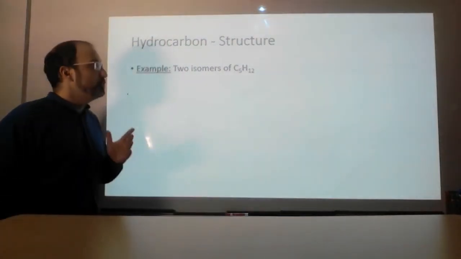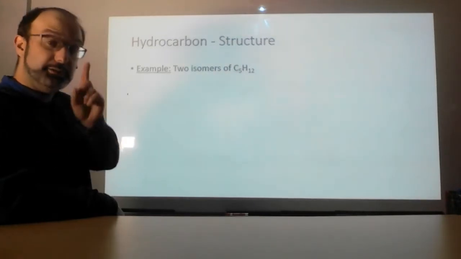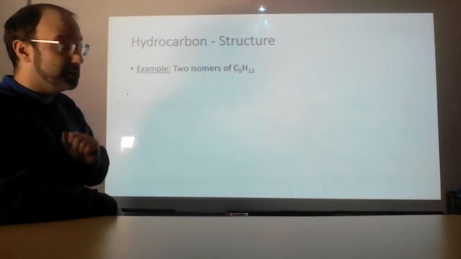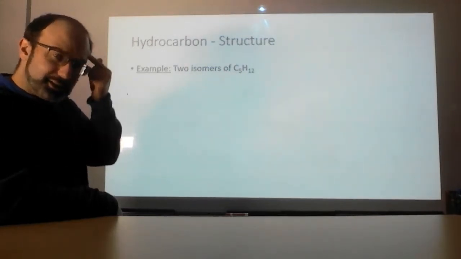So here are two isomers of C5H12. Okay, so this is an organic compound because it's got carbon and hydrogen, right? Got the two hallmarks, carbon, hydrogen. There are 5 carbons and there are 12 hydrogens. So let's think this through, right?